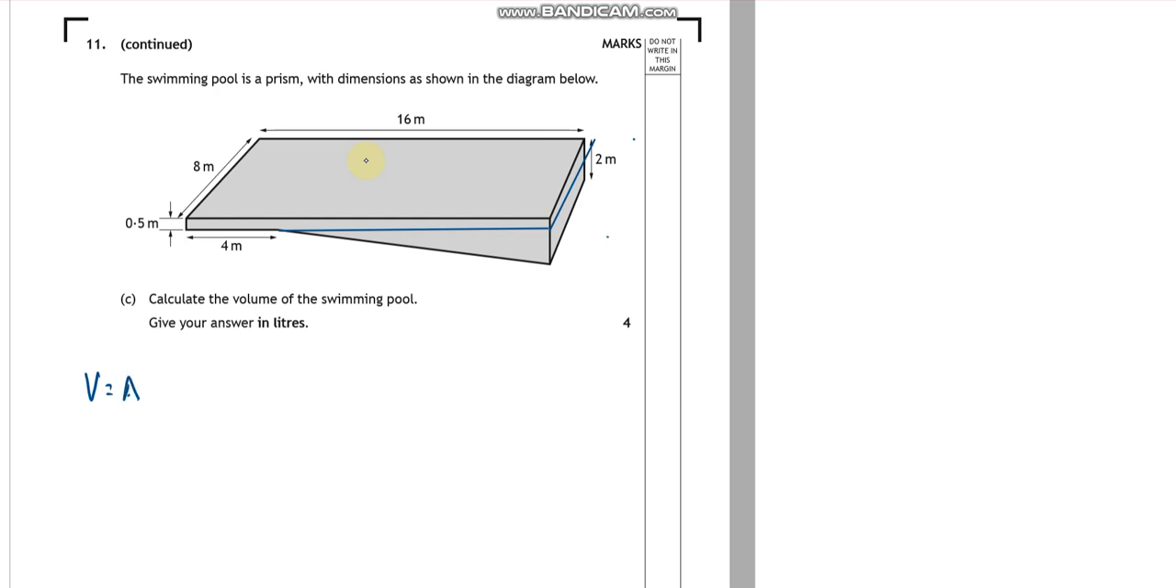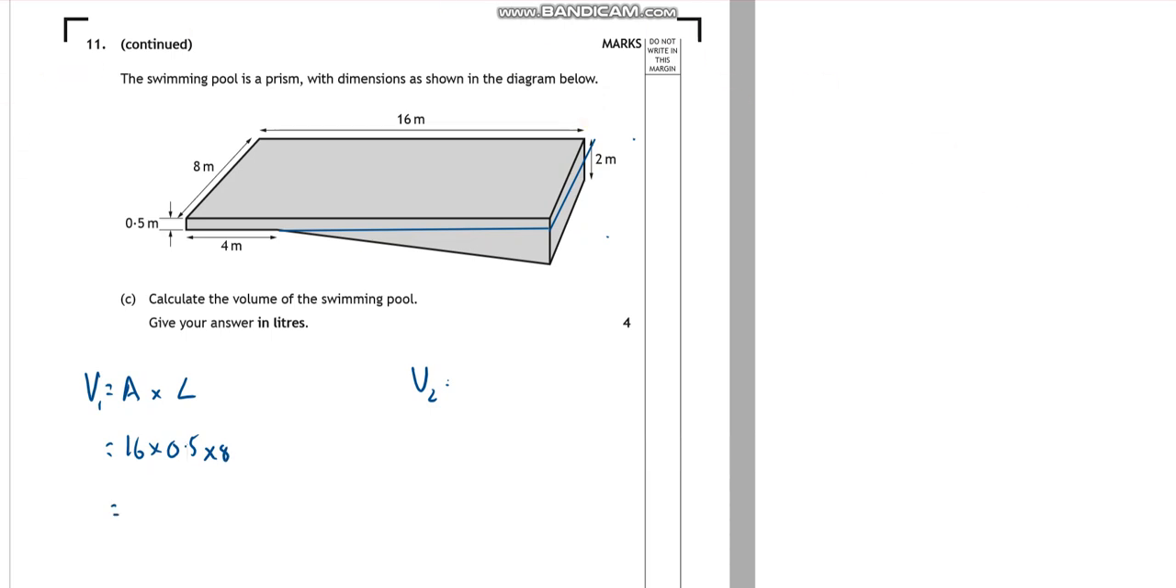Volume is an area multiplied by a length. So what's your area, and then what length does that carry through? For here, we'll look at this cross-sectional area, V1; V2 will be the other one. It's going to be the 16 multiplied by the 0.5. So that's going to give me this area along here, 16 times 0.5, and then I need to times it by the depth back here, so that's times by 8. That's going to give me the volume of that cuboid on top.